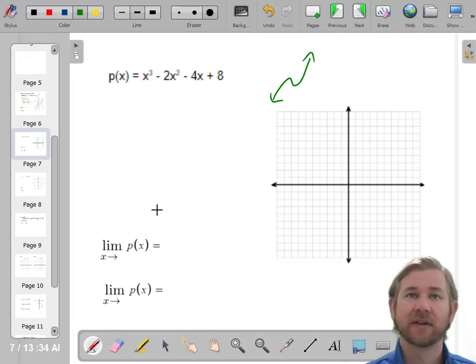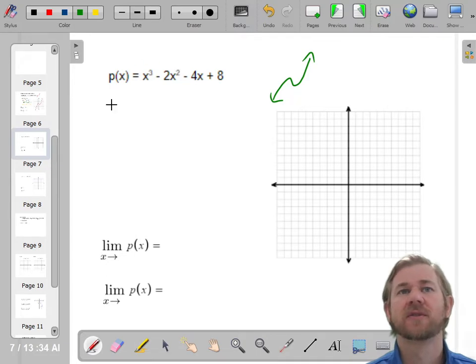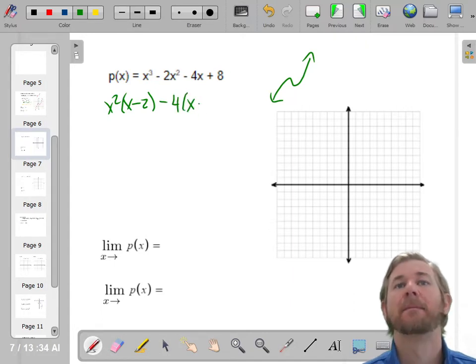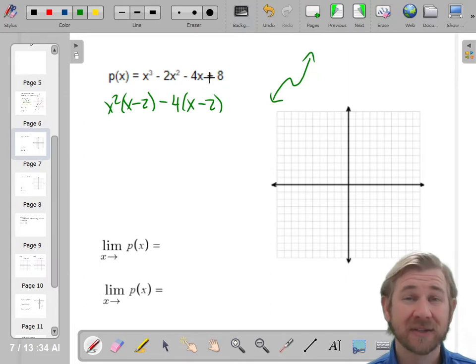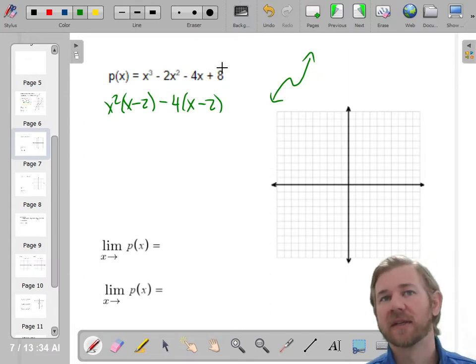To find the zeros, I'm going to factor. This has 4 terms, so we'll factor by grouping. The GCF between the first 2 terms is x squared, and you have x minus 2. Bring down the minus sign. The GCF between 4 and 8 is 4, and it'll be x minus 2. Remember, it's minus 2 because you factored out the -4. So -4 times -2 is positive.